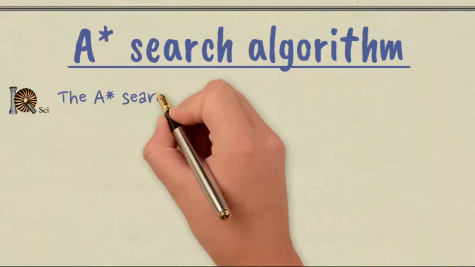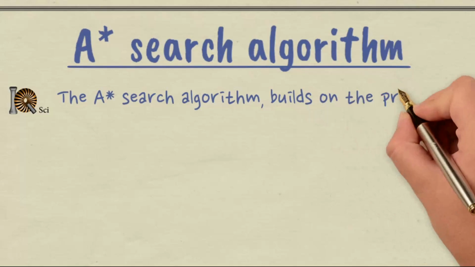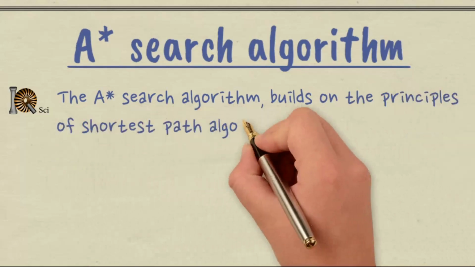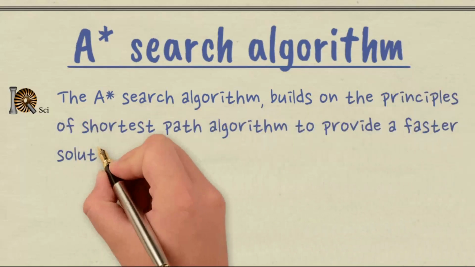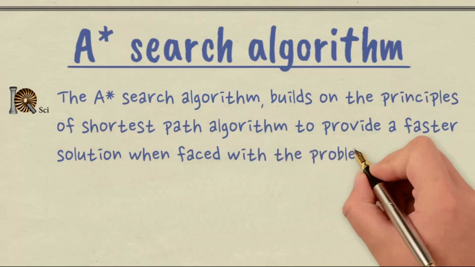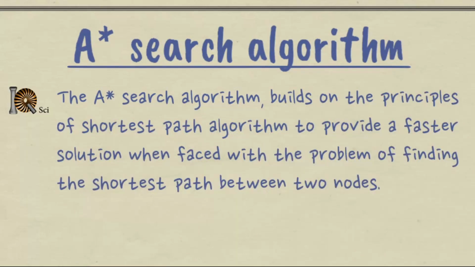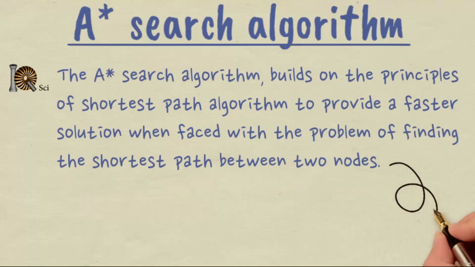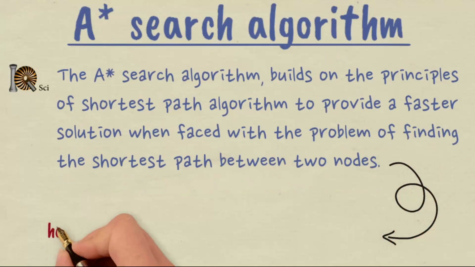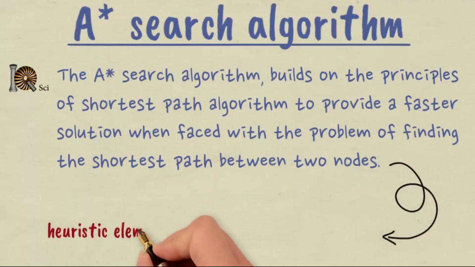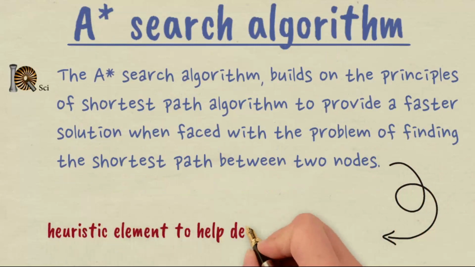The A* search algorithm builds on the principles of shortest path algorithms to provide a faster solution when faced with the problem of finding the shortest path between two nodes. It achieves this by introducing a heuristic element to help decide the next node to consider as it moves along the path.